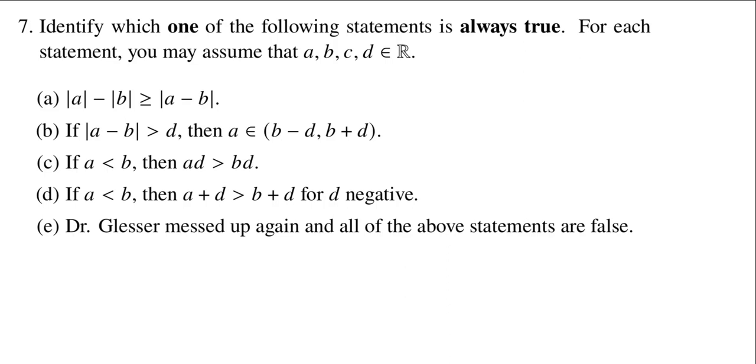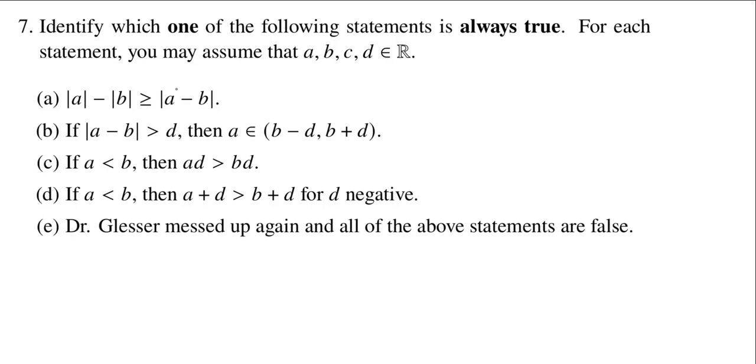So the first statement, this looks somewhat familiar. You're looking at the difference between the absolute values of a and b is greater than or equal to the distance between a and b themselves. Okay, now this looks suspicious. I kind of remember something like this, but with the inequality going the other way. So that makes me think this one might not be true. Can we construct an example?